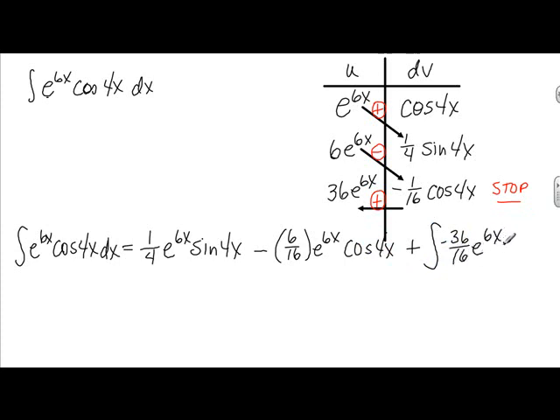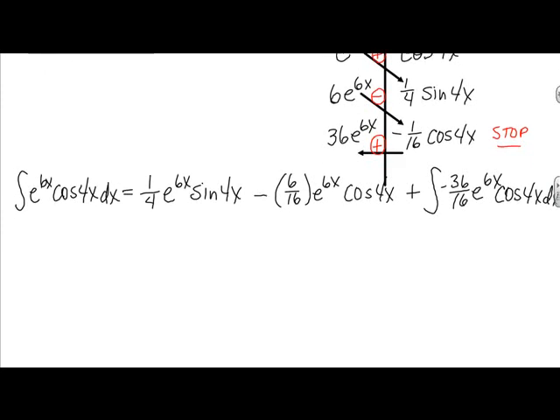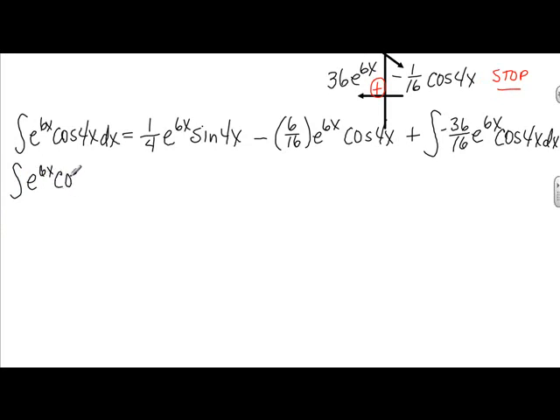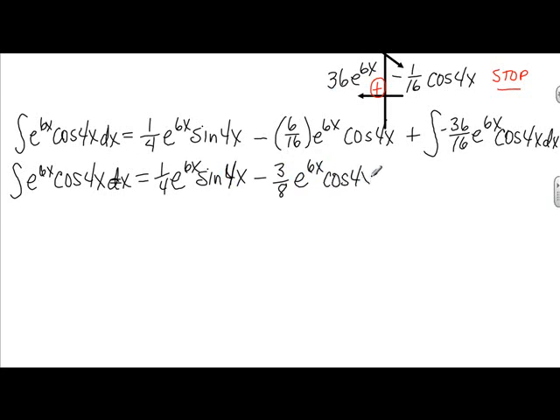Okay, now I'm going to clean up what I've got. dx equals, there we go, 1/4 e to the 6x sine 4x. Okay, minus, I'm going to reduce that fraction, 3/8 e to the 6x cosine of 4x. Minus, I'm going to pull the coefficient out in front. That fraction will reduce to 9/4 times the integral e to the 6x cosine of 4x.